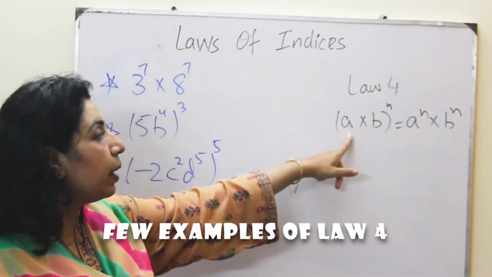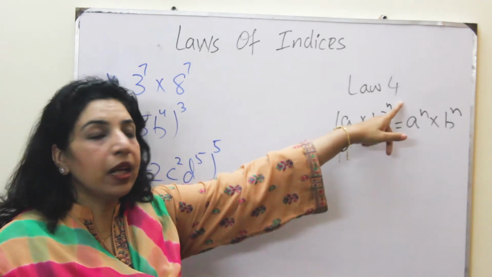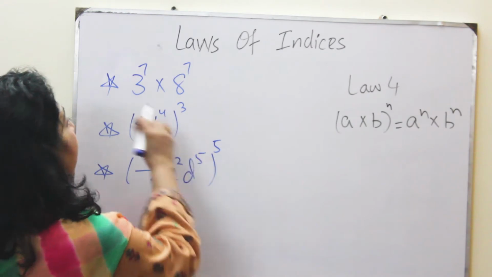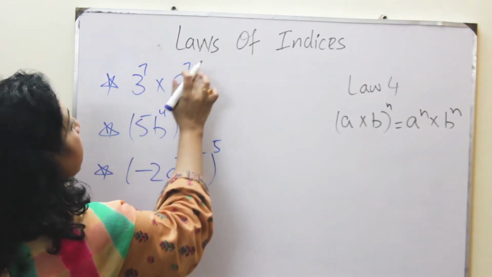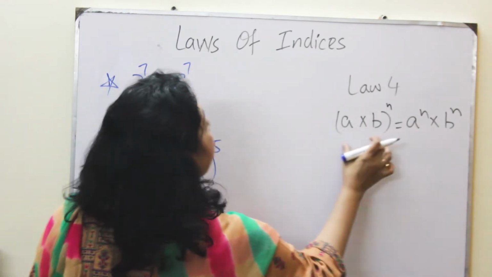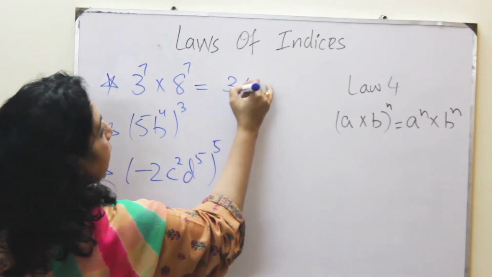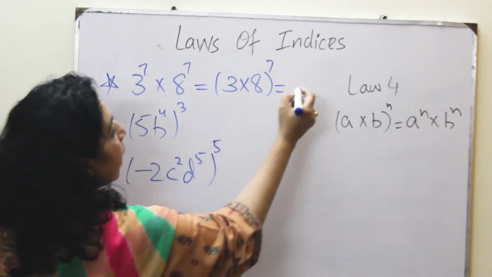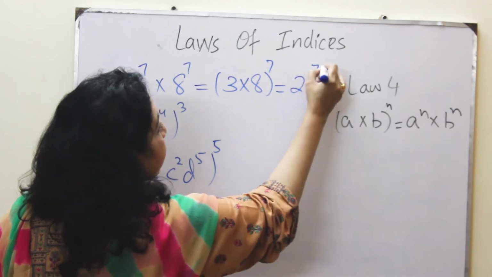If we have a cross b power n, we can separate the power as a^n cross b^n. Here you have 3 power 7 and 8 power 7. You can bring it like this, 3 cross 8 raised to power 7, and even we can write it as 24 power 7.